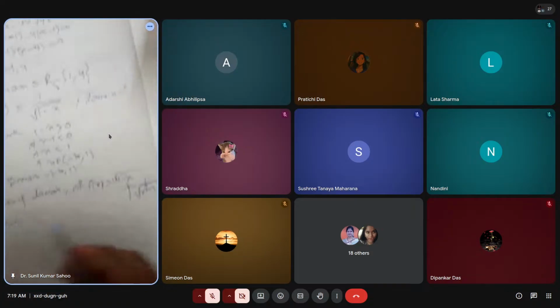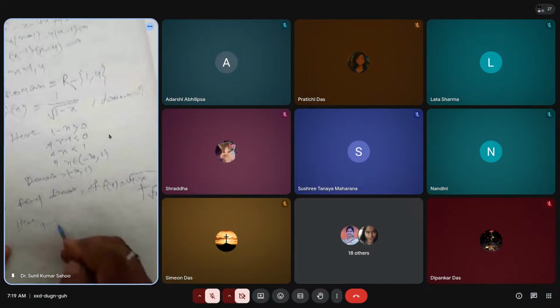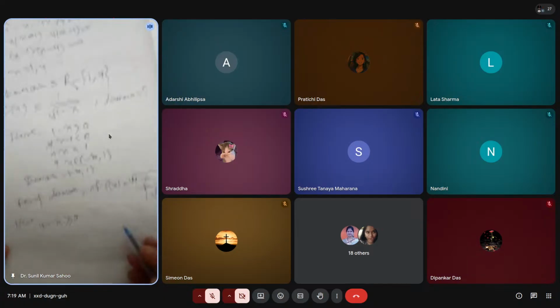Here first term root over 4 minus x, 4 minus x greater than or equal to 0. Okay. As root over present.